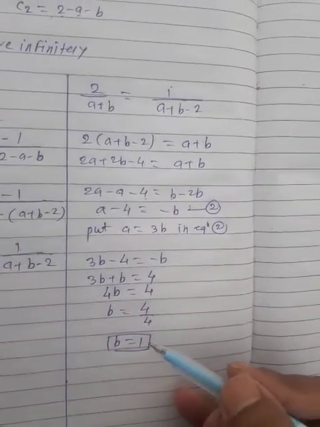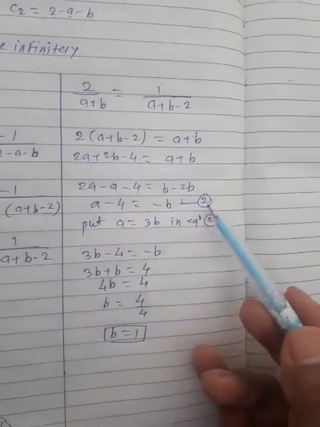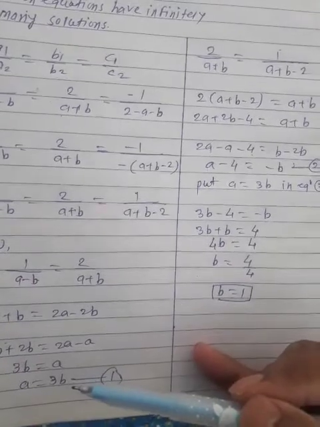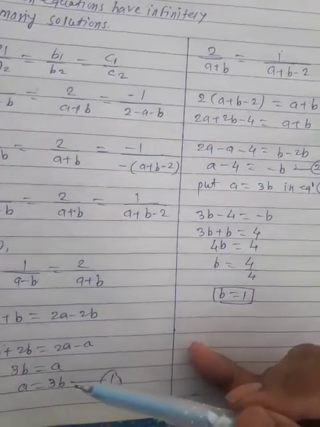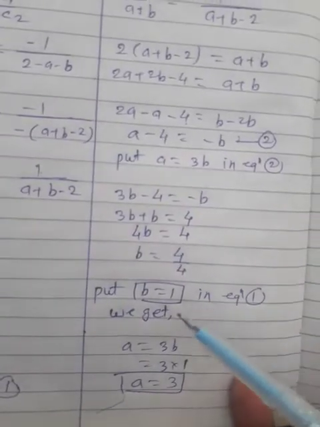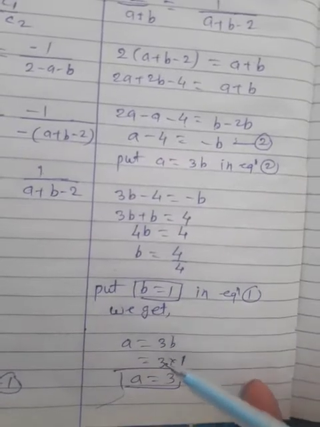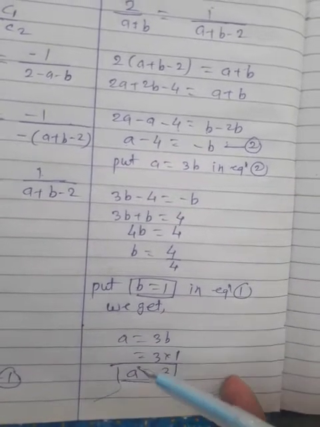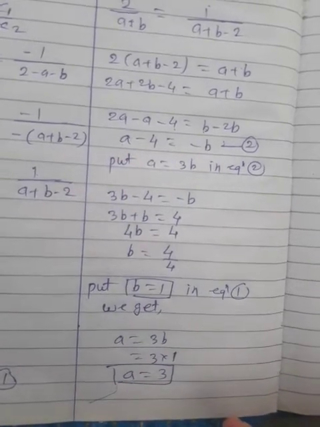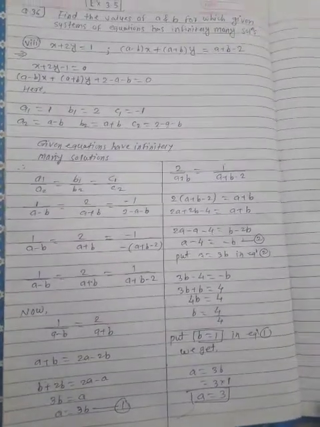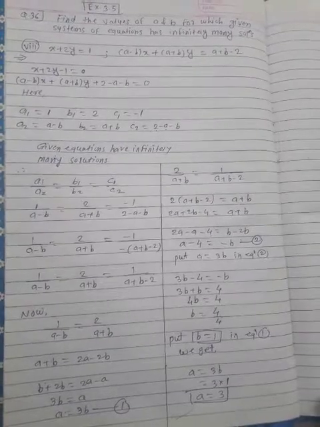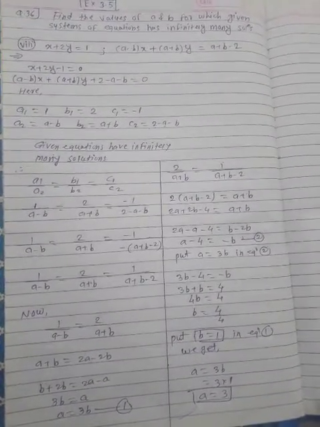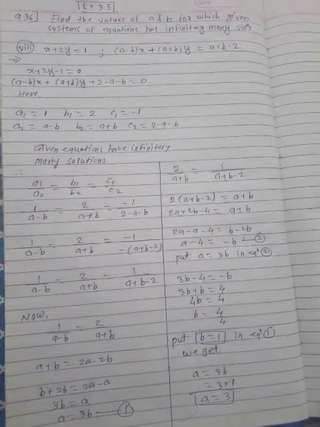Substitute the value of b either in equation 2 or equation 1. But equation 1 is easy. So put b is equal to 1 in equation 1. We get a is equal to 3b. So 3 into b is equal to 1, 3 ones are 3. Therefore the value of a is equal to 3. In this manner, solve all the sub questions of question number 36 and the remaining similar problems of this exercise.